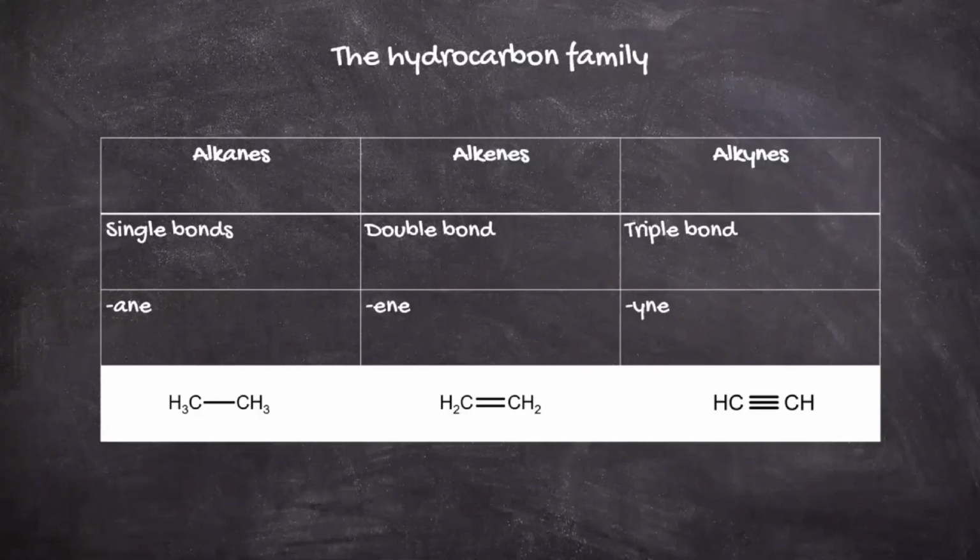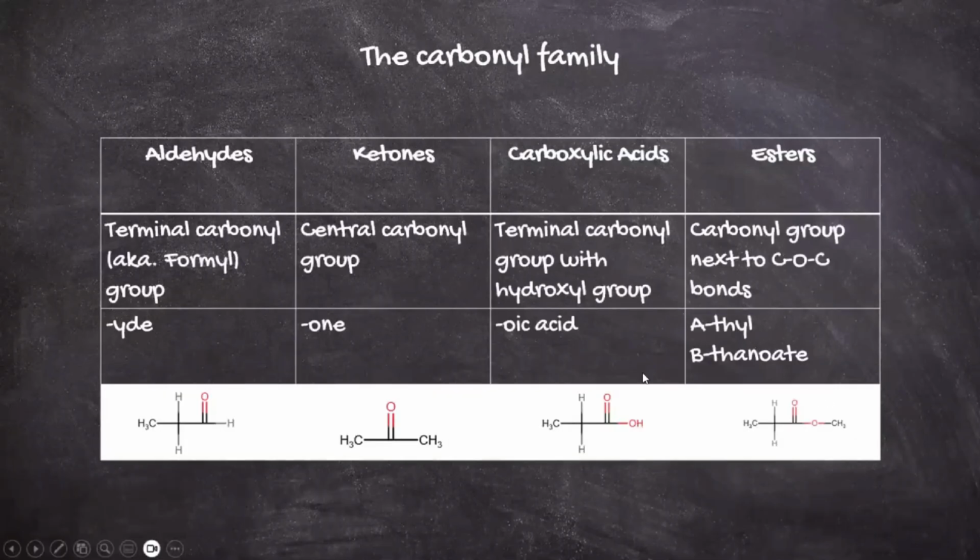So that's the hydrocarbon set. Then we can have a look at the carbonyl groups. Okay. Carbonyl groups are any carbon that has a double bond to an oxygen, but we divide this up even further. We divide it up into aldehydes, ketones, carboxylic acids, and esters.